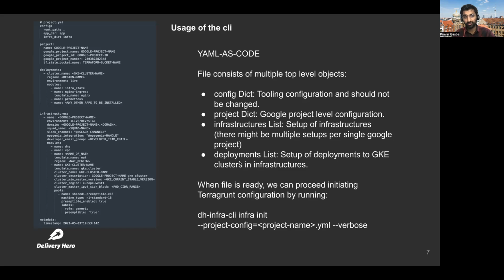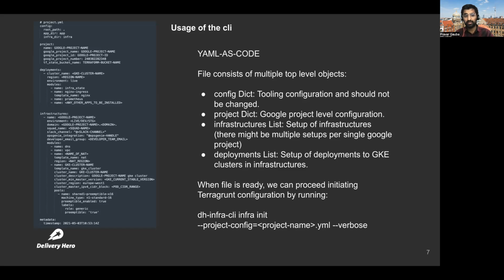The deployments and infrastructure here are acting as a list, right? So there might be multiple setups per single Google project, and even in the deployments, you see a list of multiple deployments. Like for example, you need to deploy Nginx Ingress, you need to deploy Prometheus, you need to deploy XYZ app when you create a single GKE cluster. So of course, we won't be doing that manually, right? So all of these things are clubbed into one single YAML, right? So if you see below in the infrastructures list, we see the modules, for example, DNS, VPC.